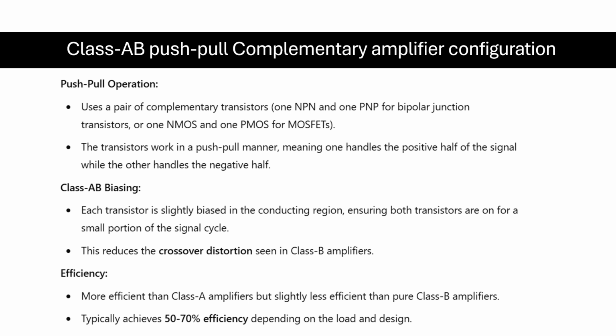So the distortion in class AB is lesser than in the class B type of amplifier, but still it will be higher than class A. And in efficiency, it is more efficient than class A. However, it has less efficiency in comparison to class B.